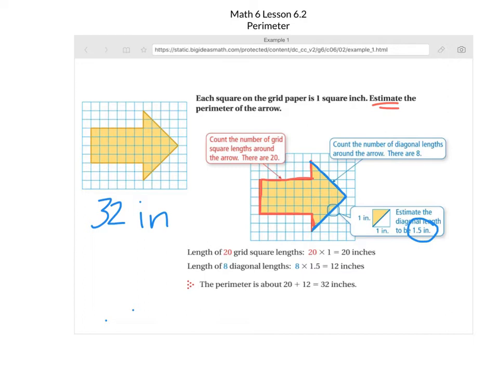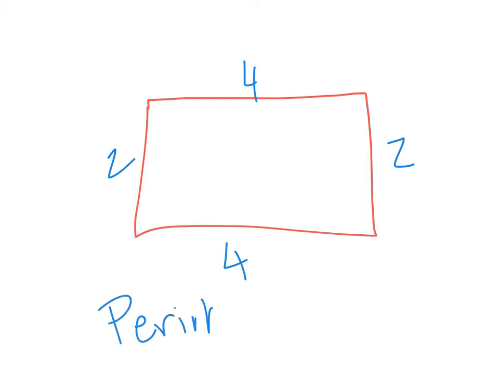All right, let's look at another one. And just in case I wasn't clear, when you hear the word perimeter, it's the distance around an object. For instance, if I had a fence line and I had it around a pasture, the perimeter is the distance around this pasture.